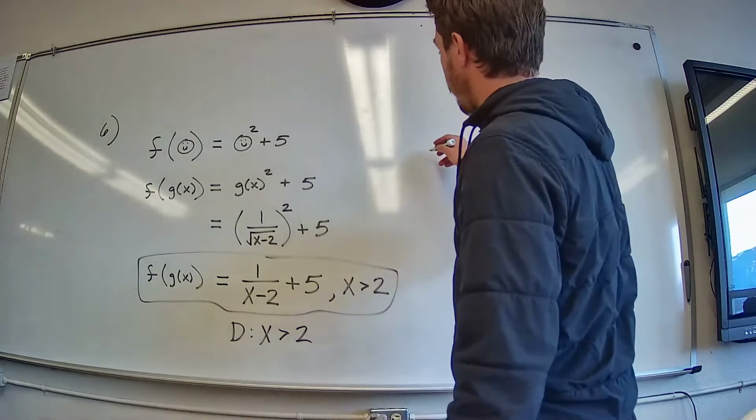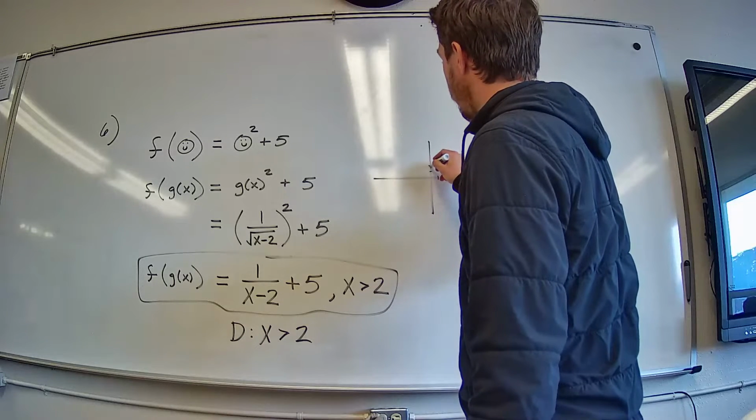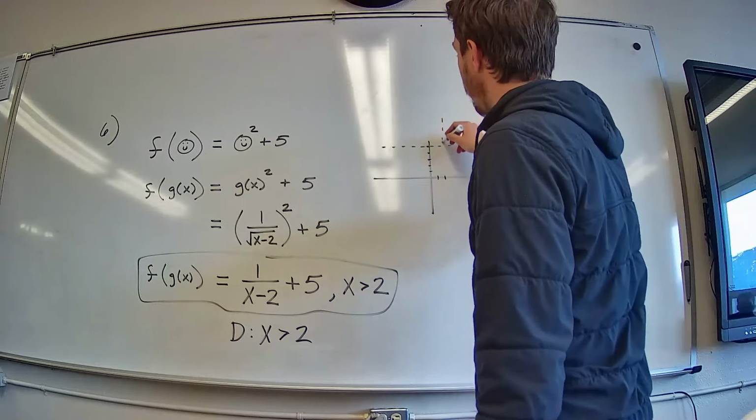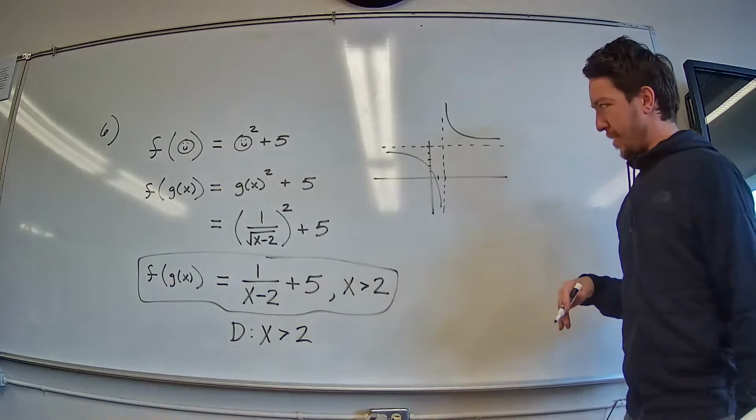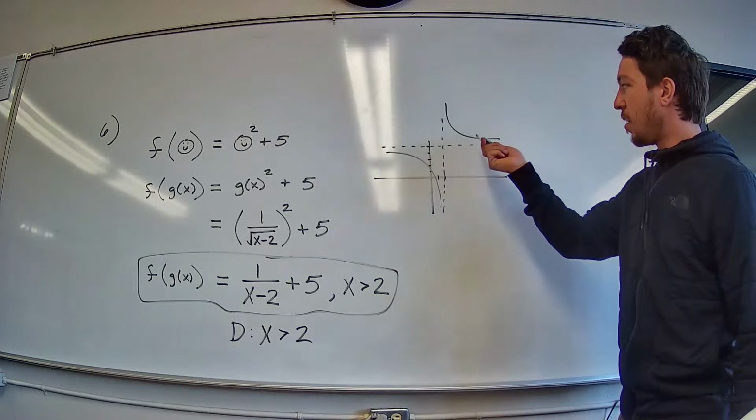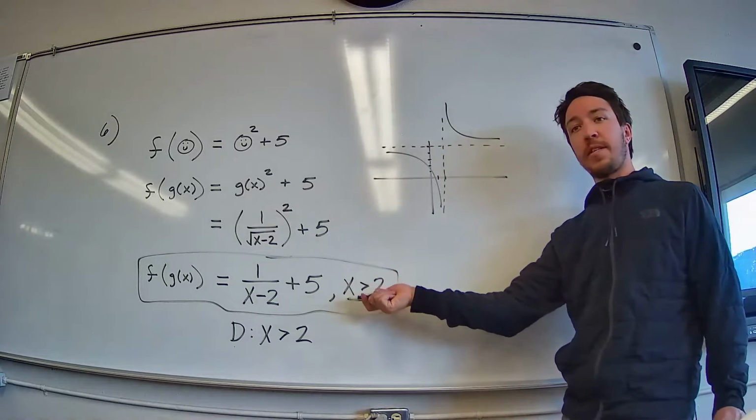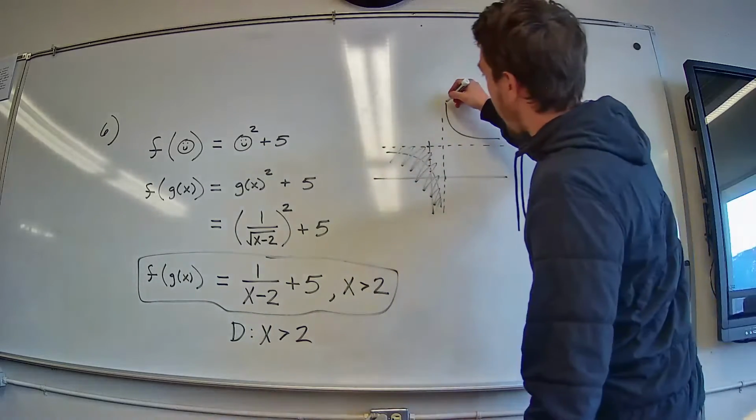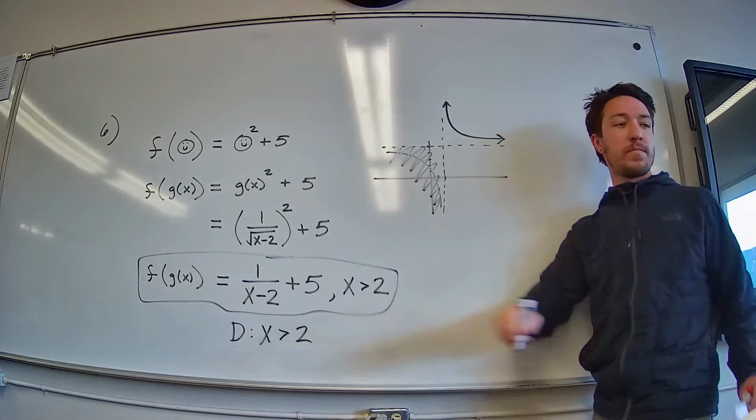Because without the domain restriction, that graph would look like this, which I'm sure you all remember. Asymptote at 5, asymptote at 2, and it'll be something like this. But wait a second. What part of this graph isn't actually included? This whole thing isn't actually part of the graph. So f of g of x is actually just this thing here, and that's handled by this domain restriction.